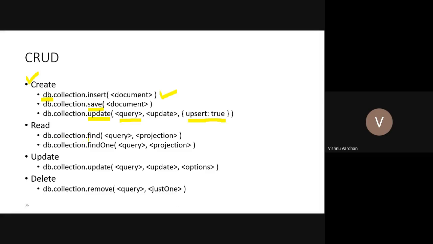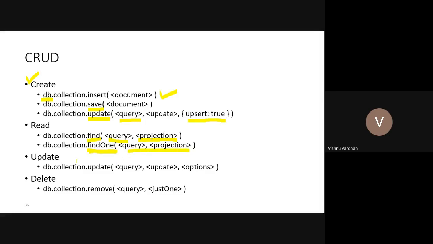Then under the read operation, we can use find to query using some criteria. The projection means the criteria, like select star from this particular table where something is equal to something. That is called projection or criteria, and it can easily be found using this method. Similarly, if you want to retrieve only a single row or document, we can use the findOne method, which has the same parameters, query and projection.